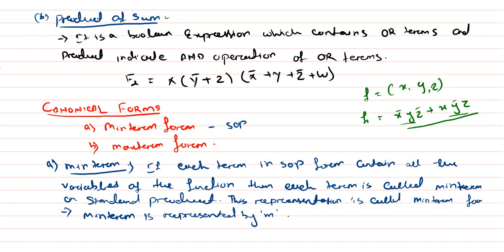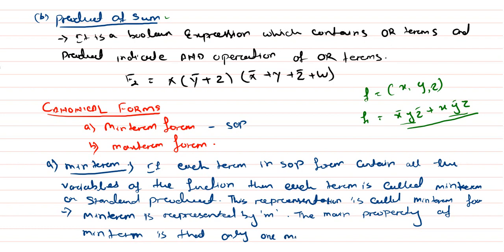The main property of the min term is that only one min term has value 1 for one combination of input variables.